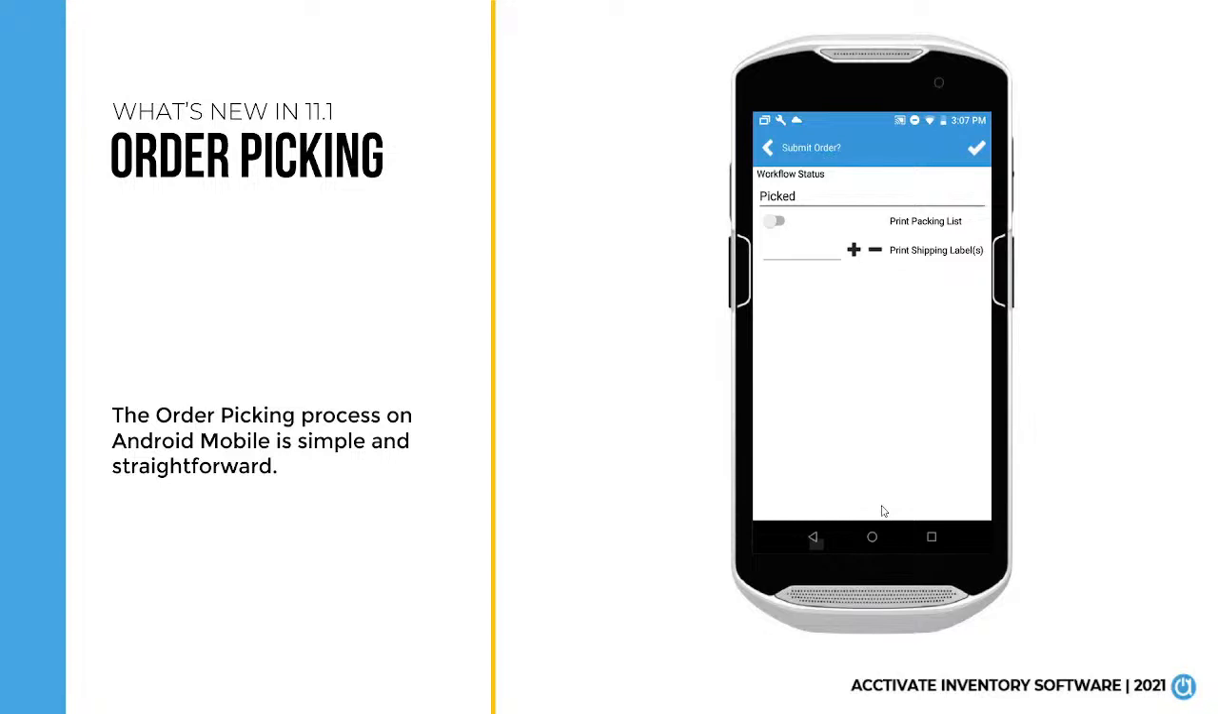So you can see that the picking process on Android is pretty simple and straightforward, and I hope you find that it has a user-friendly interface. Let's take a look at receiving now in Acctivate Mobile for Android.